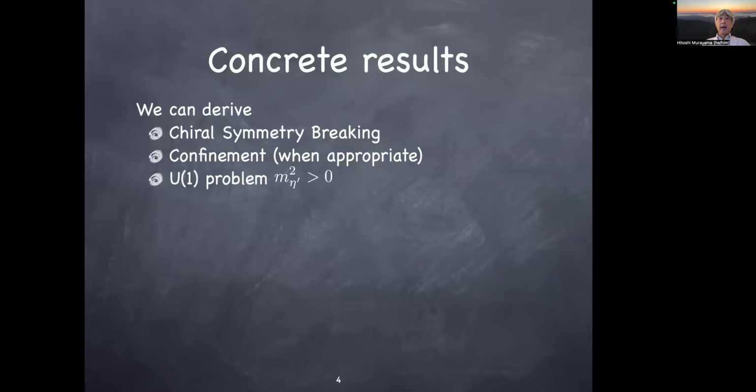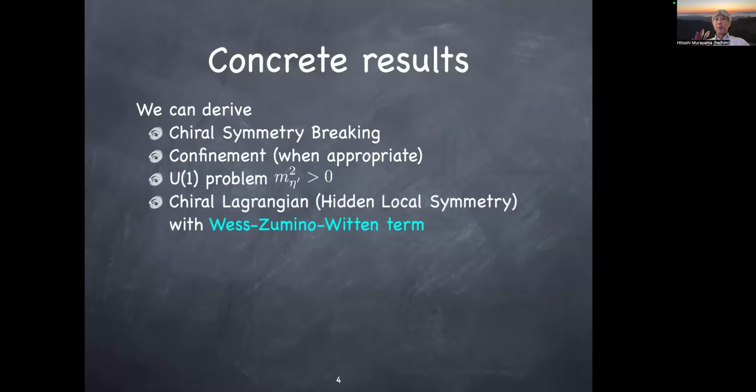For the U(1) problem, I can actually work out what the mass of the eta prime is, and then show it's actually heavy. And we have to define what we mean by heavy, and that will come up later.